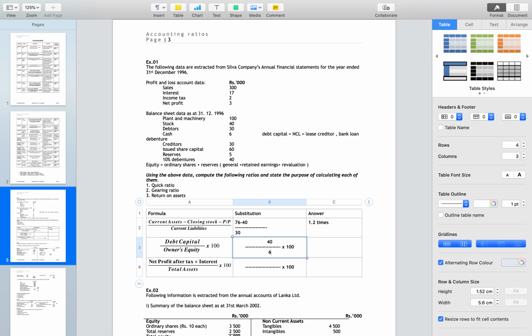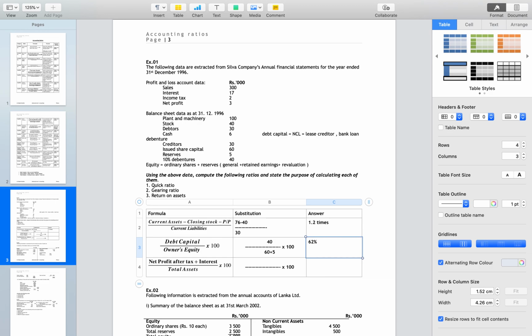Right, 60. And also as you can see, there's a reserve over here, so that's plus 5. Right, so the answer for that will then be... it's coming as 61.5, so we can round that off to 62%.